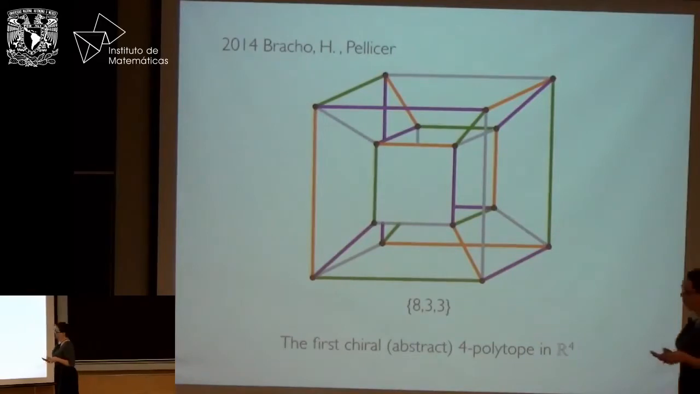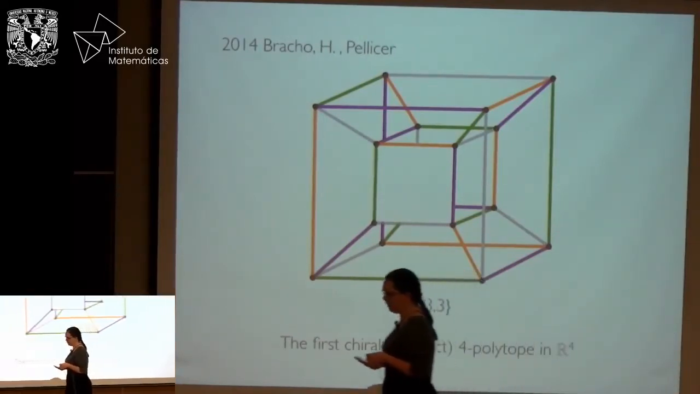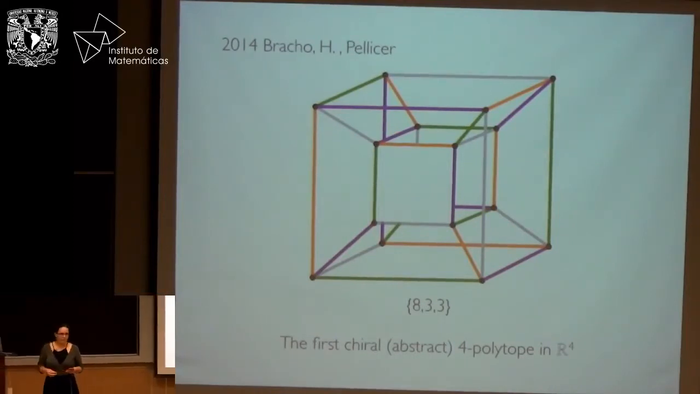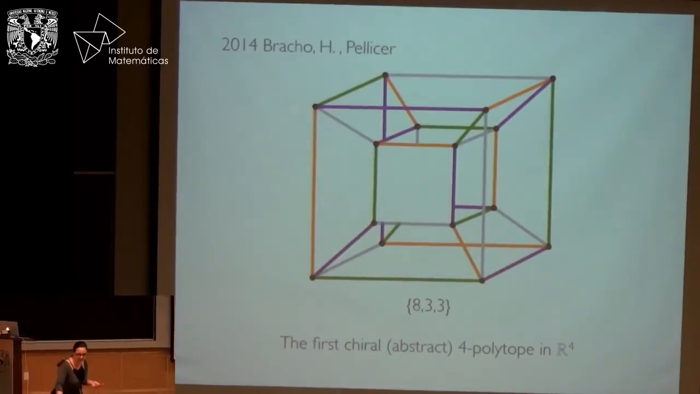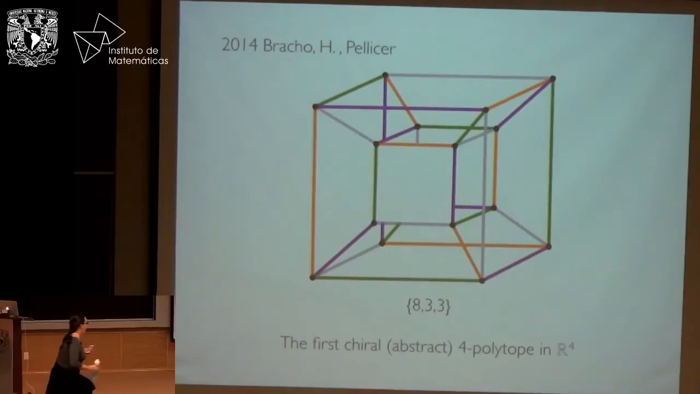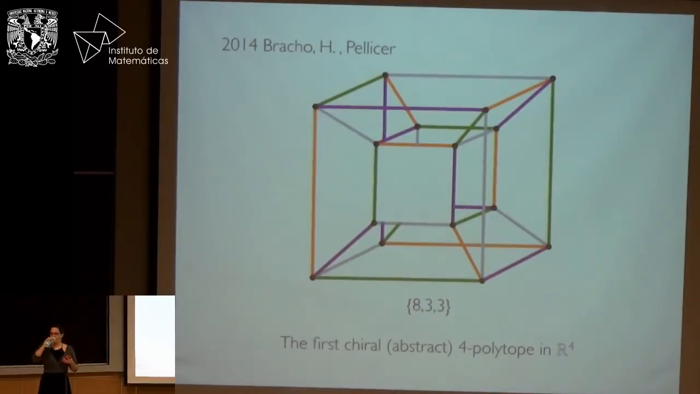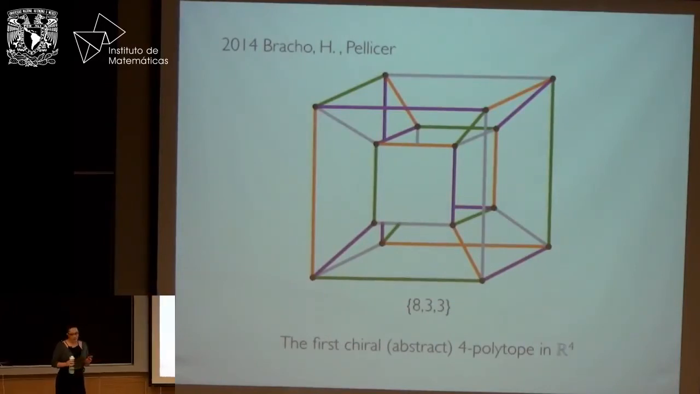And for a long time, it was believed that these things didn't exist. So we always believed that they existed, and we looked for them for a long time. And if you look at it, it's really, really similar to Coxeter's twisted honeycomb, even though we got it from a completely different point of view, from a group theoretic point of view that I'm going to roughly tell you about.